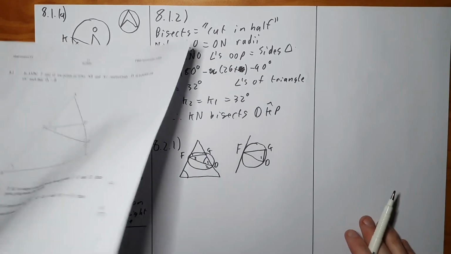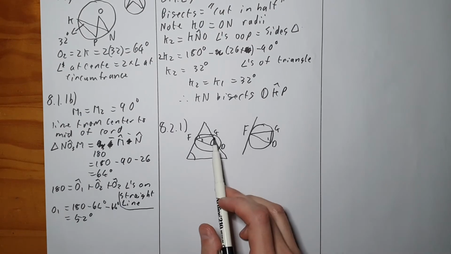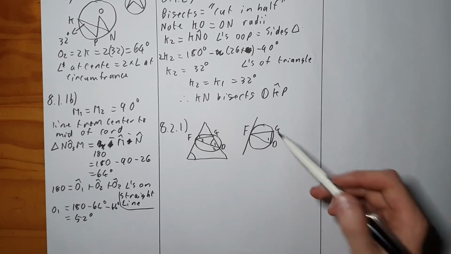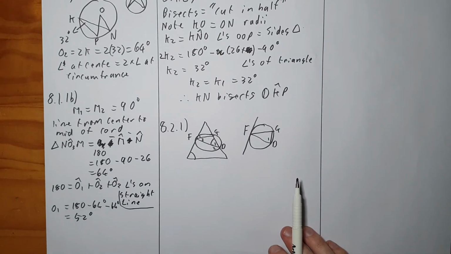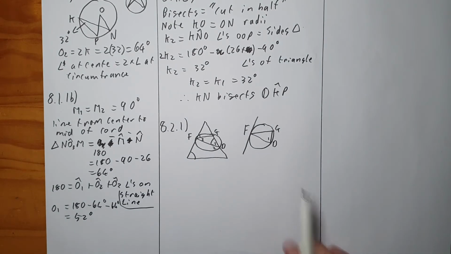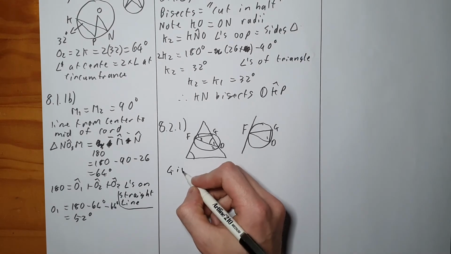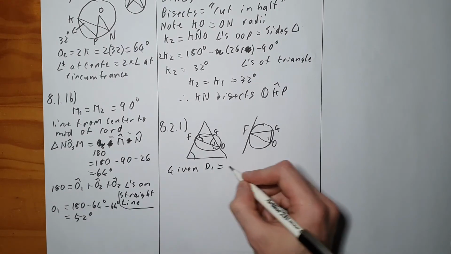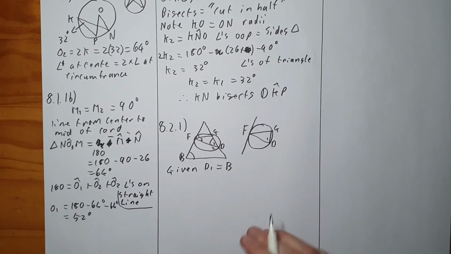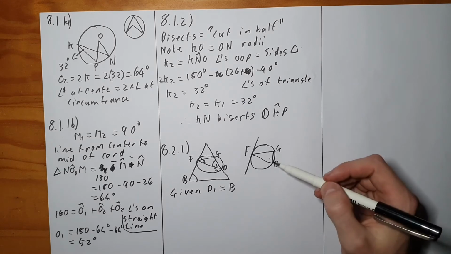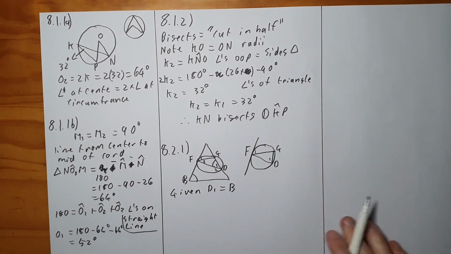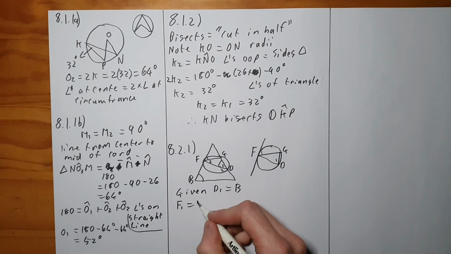So what they're technically asking us, I've drawn the circle here that cuts through F, G, and D. If I just zoom in there, this is what we have. The first thing we can note is, given, D1 equals B, that's what they've given us already. So if they've given you things, state it immediately. The next thing we can do is see that F1 over here is equal to D1. So F1 equals D1.